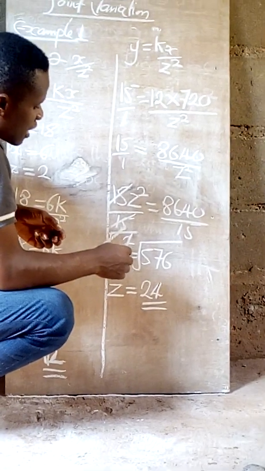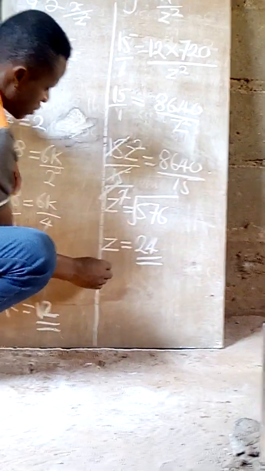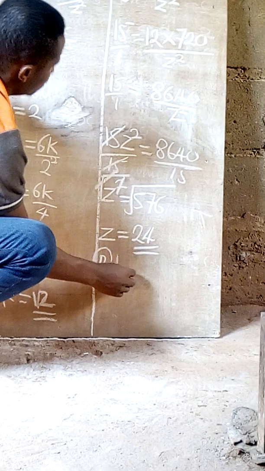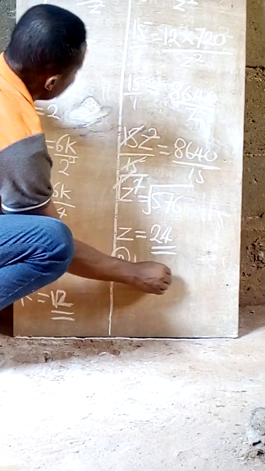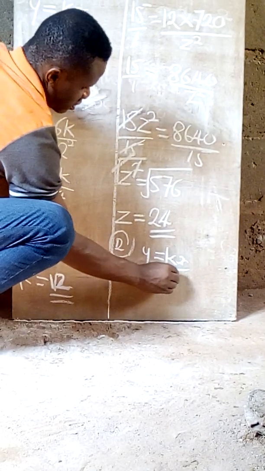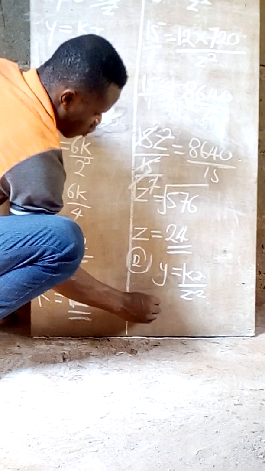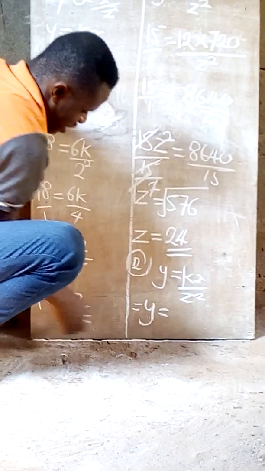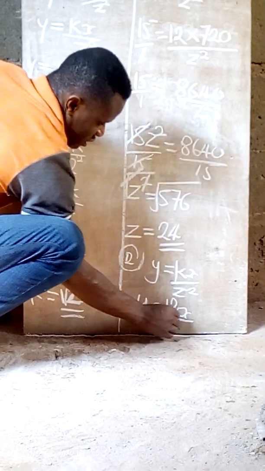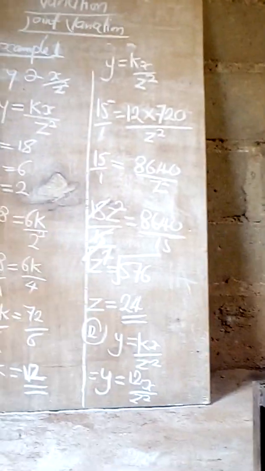Yes. So now let's do the formula here, the number two. What's the connection? We have the formula to be y equals k x over z squared, right? Y must come back. What's k here? k is 12, right? So y equals 12x over z squared. That's number 2. Is that all? That's all.